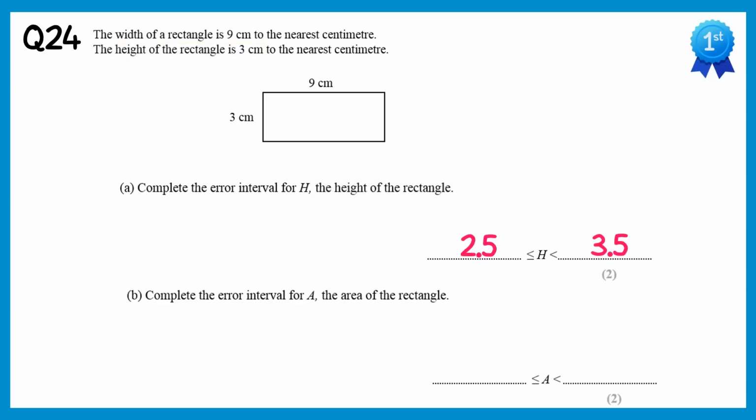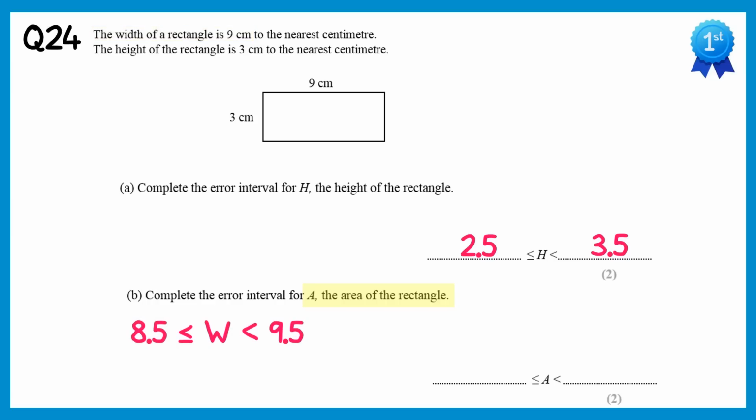For part B, we need to do the error interval for the area of the rectangle. It doesn't say the error interval for the width, but we'll need to find the error interval for the width first. We're told in the question the width is 9 centimeters, again to the nearest centimeter, so we can add half a centimeter on and take half a centimeter off. So the error interval for width is from 8.5 to 9.5.